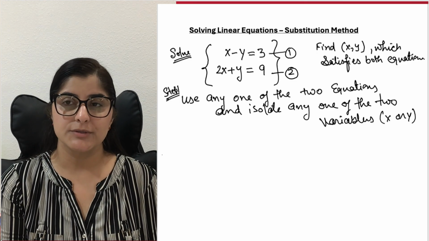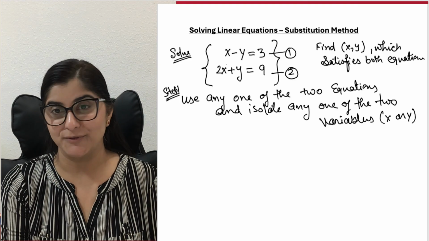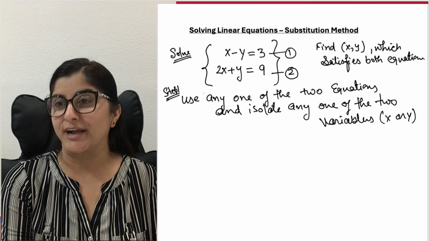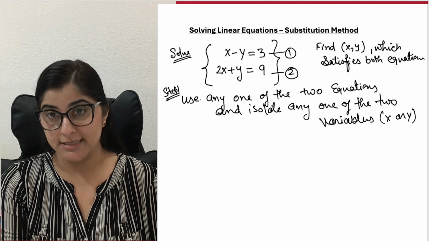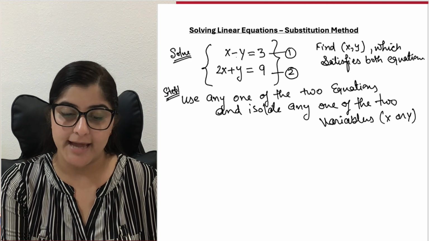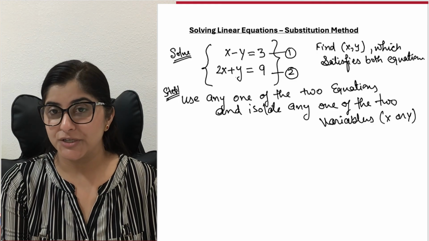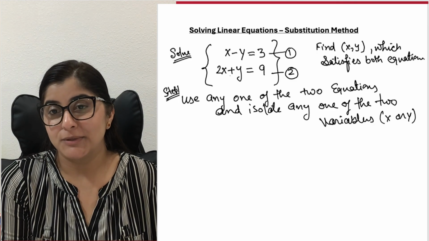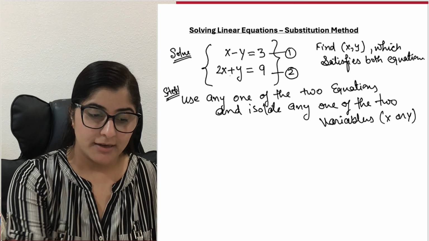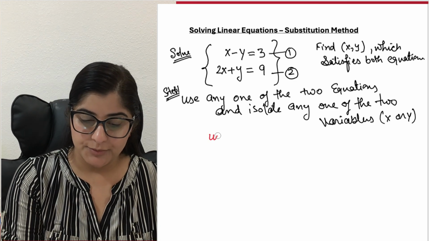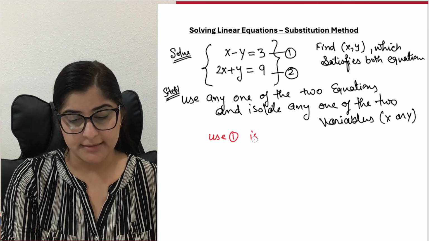Easy here means I always prefer to isolate the variable that has no coefficient, so that there are no fractions I can create. If there is a possibility, then do that. But if each and every variable has a coefficient, then there is no other choice, right? You have to deal with the fractions. So here for this question I am going to use equation number 1 and I am going to isolate x.